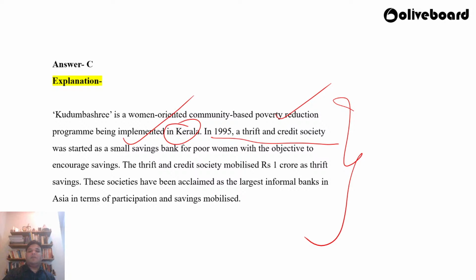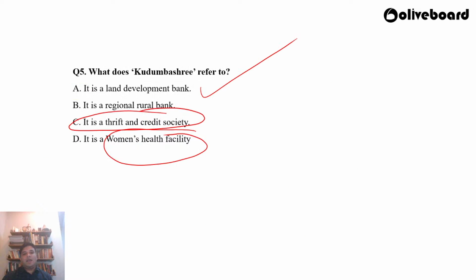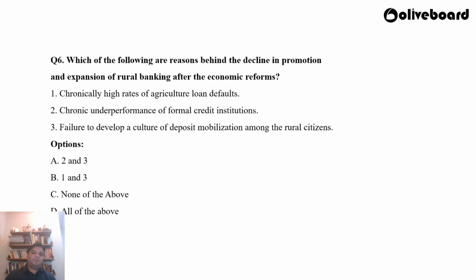In 1995, a thrift and credit society was started as a small saving bank for poor women with the objective to encourage savings, right? So the Thrift and Credit Society mobilized rupees 1 crore as thrift saving. And these societies have been acclaimed as the largest informal banks in Asia in terms of participation and savings mobilized. Okay. So this is what you understand by Kudumbashri. It is a thrift and credit society.